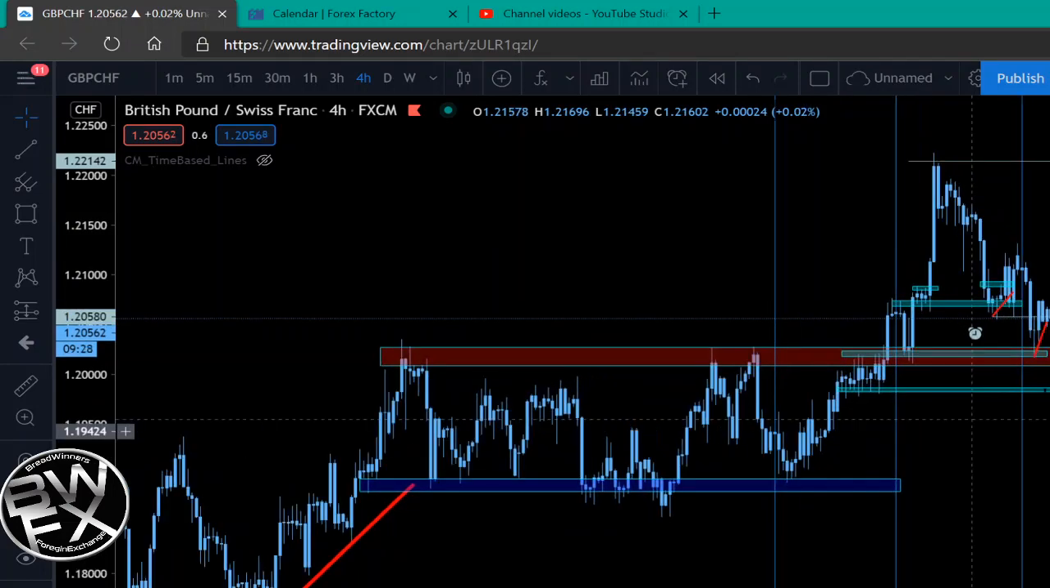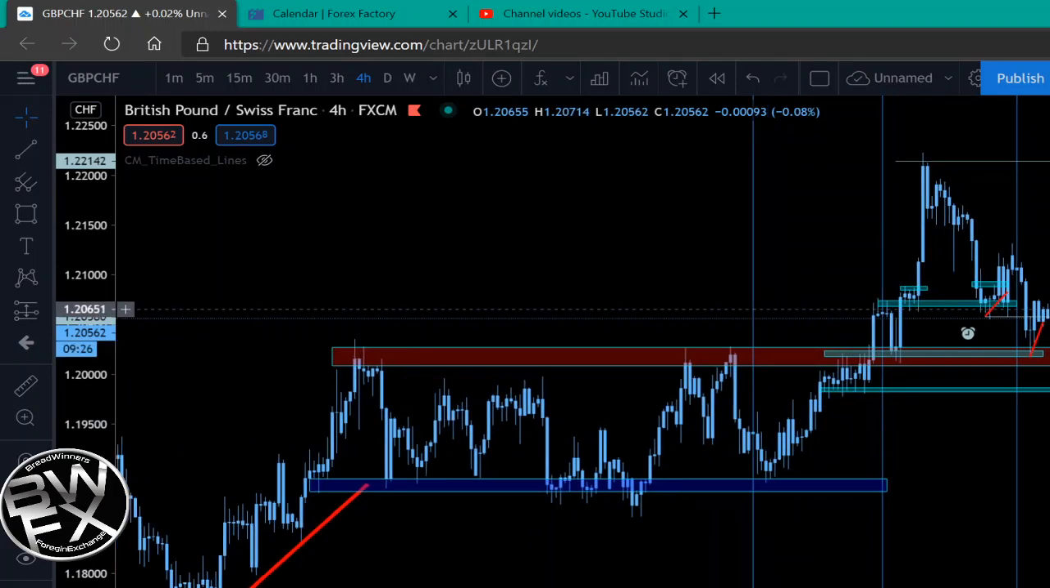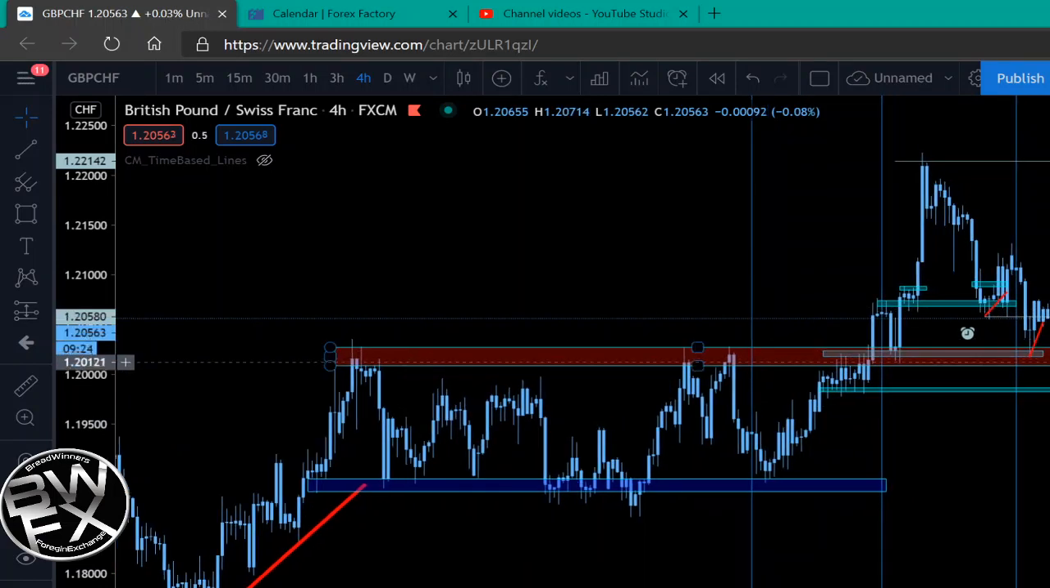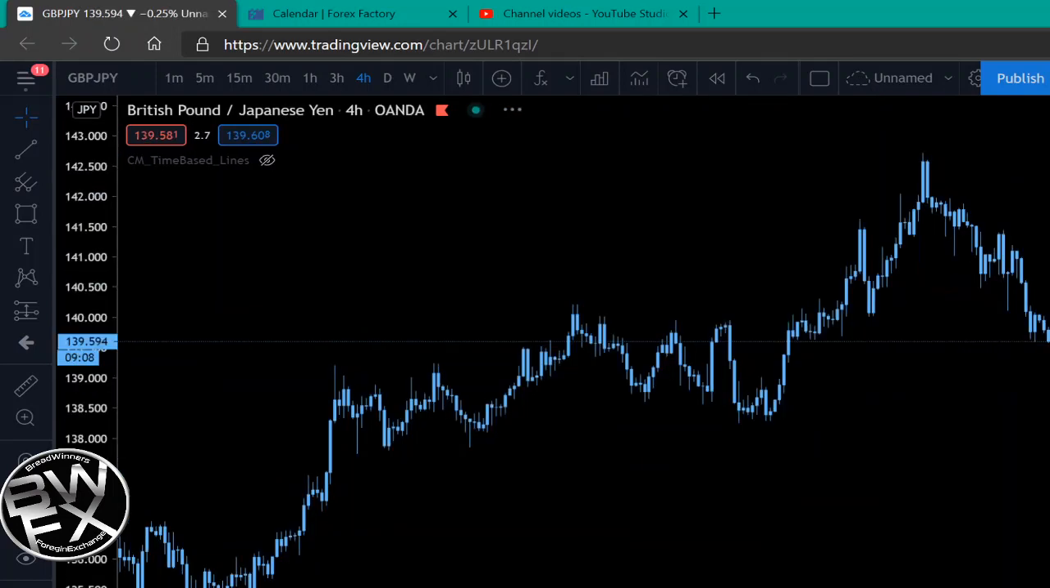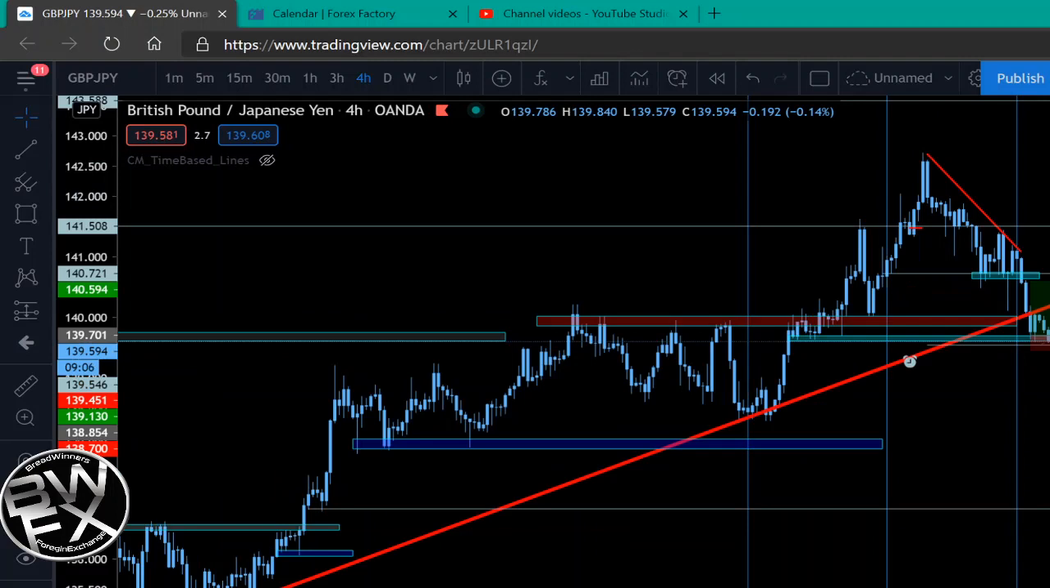But for further analysis, if we get a strong break of this red zone right here, then possibly I'll be looking for a sell out of this, back down to this blue. But we're going to see what happens. GBP, we're feeling selly, man. GBPs, we're selling right now.